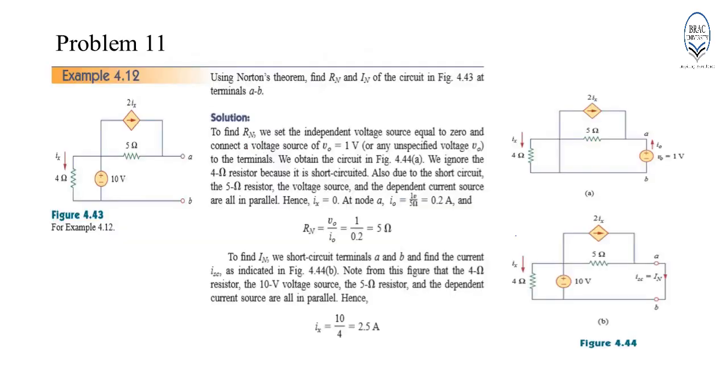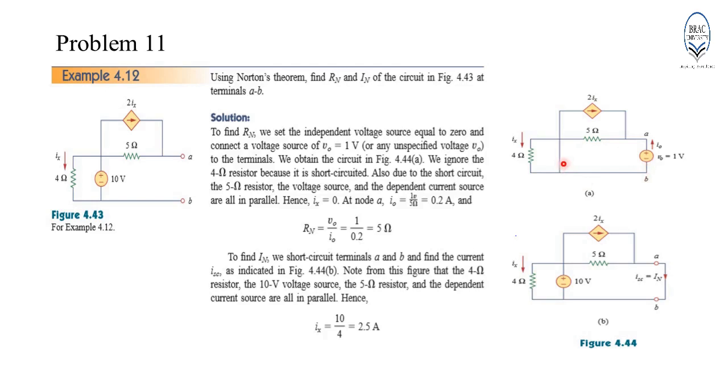In this example, we have an independent voltage source and a dependent current source. To find Rn, we set the independent voltage source equal to 0 by replacing it with the short circuit equivalent. The same cannot be done for the dependent source. Hence, we connect a voltage source of 1 volt across the terminals A and B.